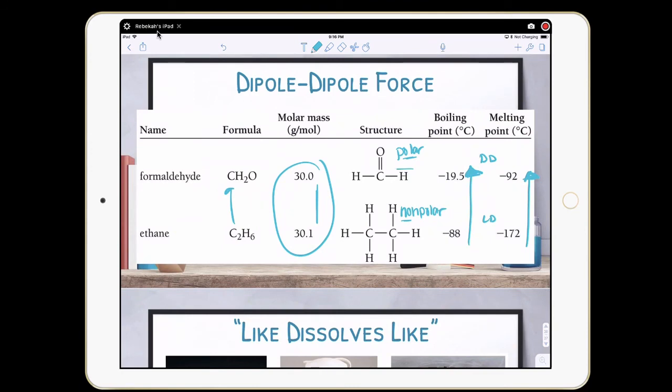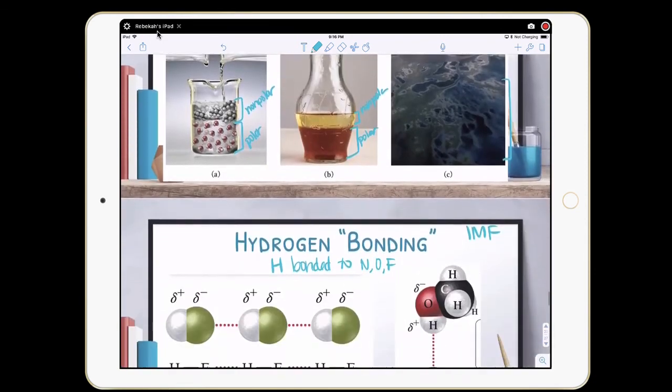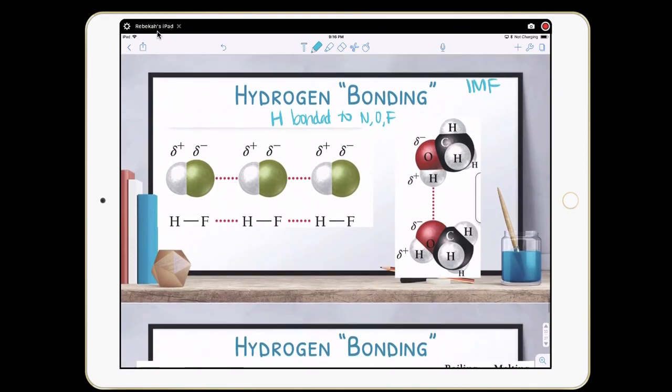So let's look back really quick. Do you see here how I have an H and I have an O? Are they bonded together? No. This is dipole-dipole. It's polar, but it is not hydrogen bonding. Okay, formaldehyde does not have hydrogen bonding. Hydrofluoric acid does have hydrogen bonding. It is only an H bonded to an F. Okay, this alcohol, this OH right here, has hydrogen bonding.